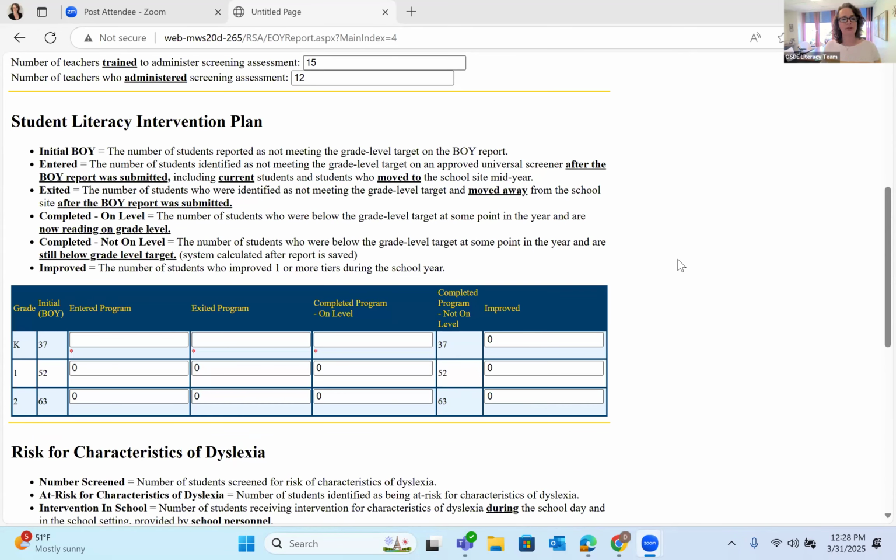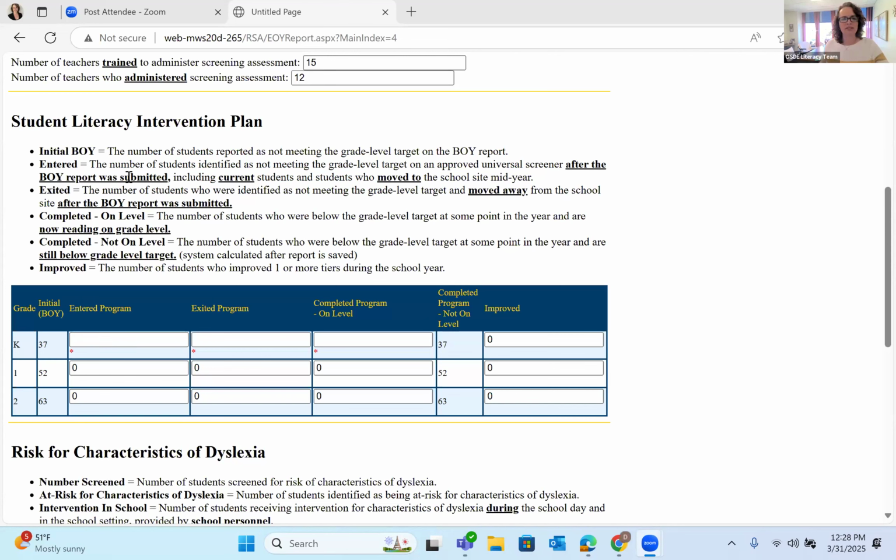Now we're going to move on to the student literacy intervention plan section. At the beginning, you will notice that the numbers are already in for you. So these are the initial BOY numbers that you entered in your beginning of the year report. So for this school, they had 37 students in kindergarten who scored below the 40th percentile level at the beginning of the year. And then they're going to enter for the next columns, the entered program section.